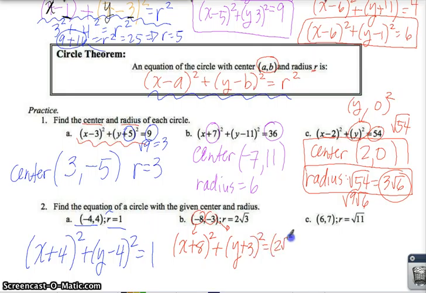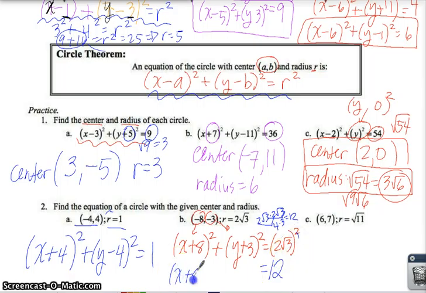Now how do I square 2 root 3? Do a little side note for yourself. 2 root 3 times 2 root 3. Well, I have to multiply 2 times 2, that stays on the outside. Root 3 times itself is just 3. And 4 times 3 is 12. So 2 root 3 squared becomes 12.